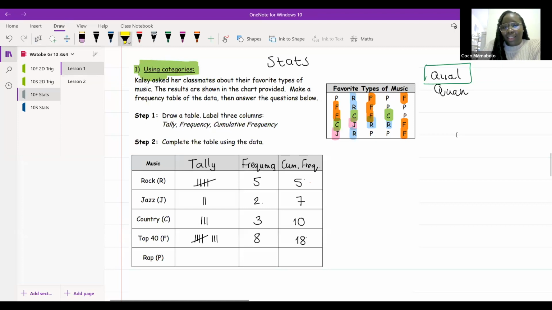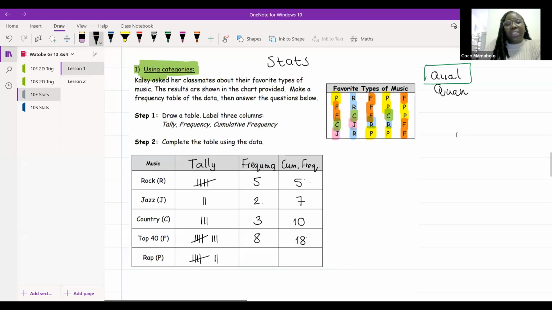Hello, ma'am. You sound very, very quiet. Do you want to come a little bit closer to your mic? Can you hear me now? Yes. Ma'am, I'm a bit confused on how you got the accumulated frequency.